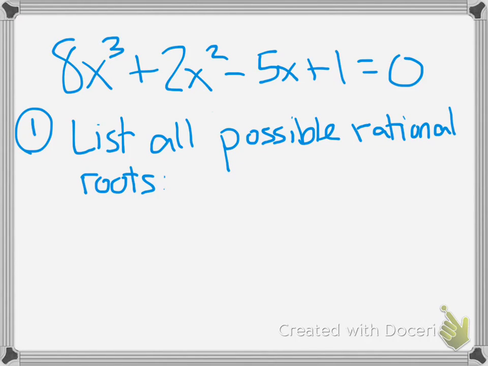So let's take a look at our first example. We would like to find all the rational roots of 8x cubed plus 2x squared minus 5x plus 1 equaling 0. So the first thing we're going to do is list all the possible rational roots.